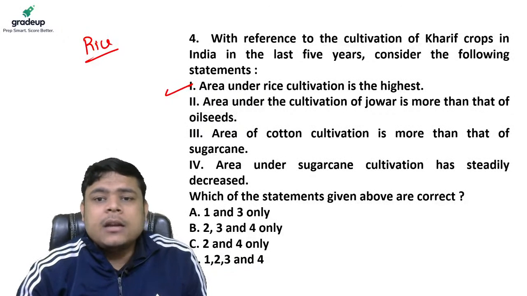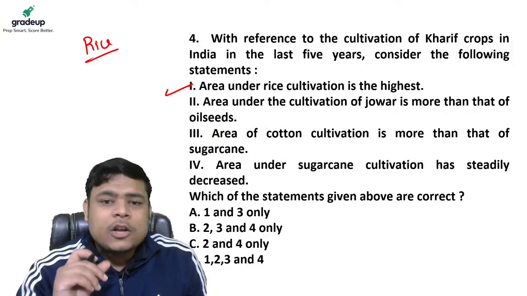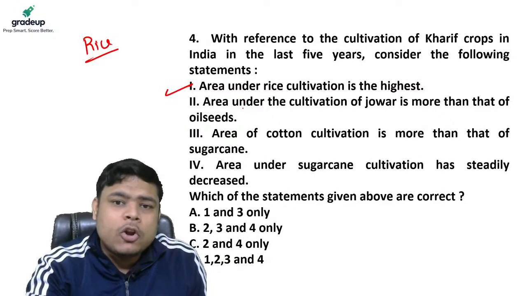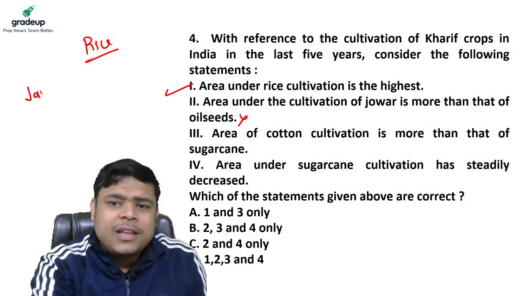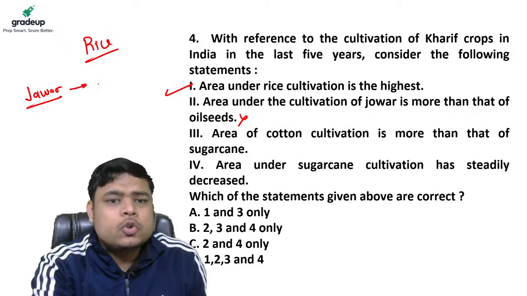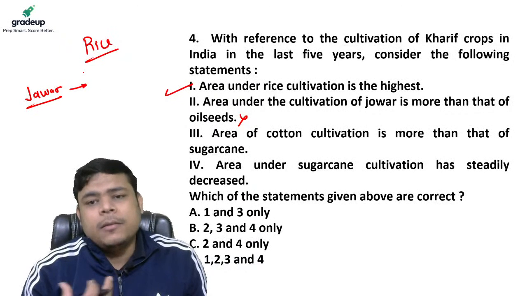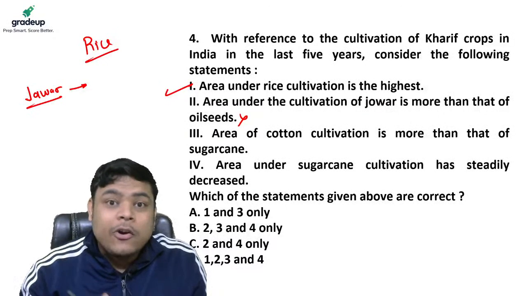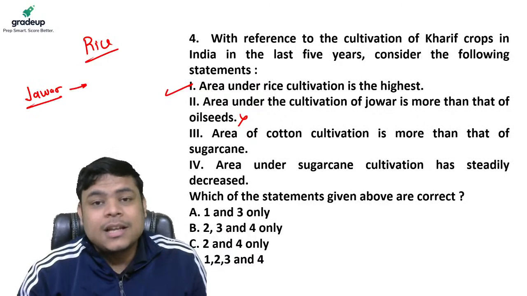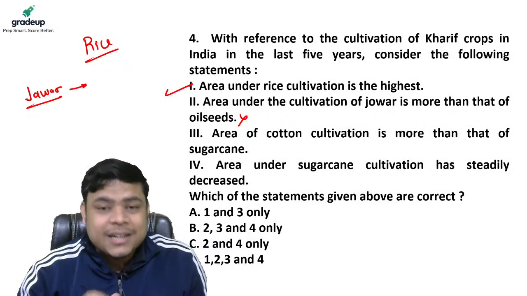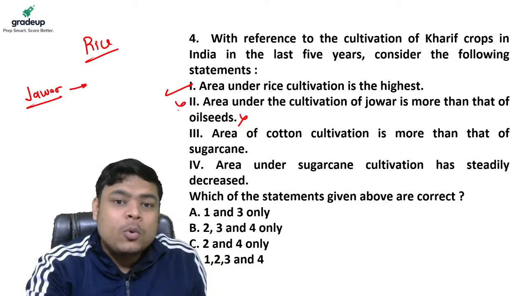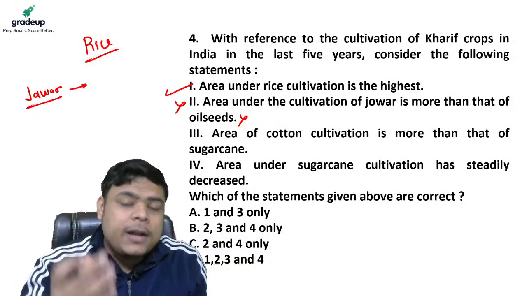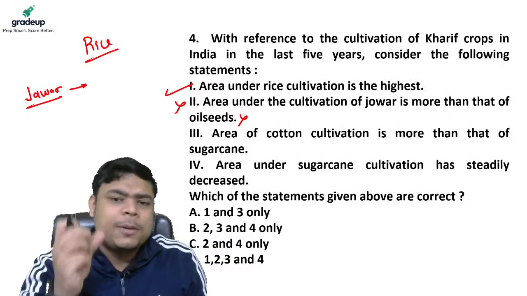Now, the area under the cultivation of jowar is more than that of oil seeds. Now guys, this statement cannot be true. Jowar is obviously a crop that is used to feed the cattle. It is used for cattle. Now guys, do tell me, are you growing jowar more than oil seeds like sarso, peanuts, rapeseed, mustard, etc.? No, this statement cannot be true logically if we think. Yes or no? Obviously, oil seed is very, very important for cooking food, etc. So this statement should be wrong.